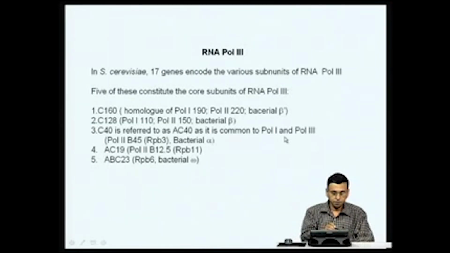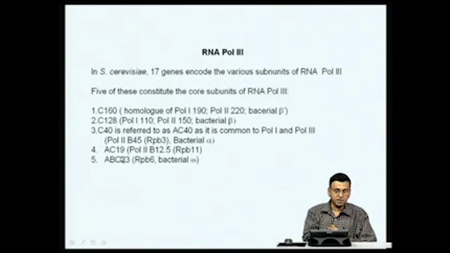coli RNA polymerase. The C40 subunit of Pol III is also referred to as AC40 because the same subunit is shared by both polymerase I, which is referred to as Pol A, and polymerase III, which is often referred to as Pol C. So it is called AC40 because this 40 kDa subunit is common to both Pol I and Pol III. In the case of Pol II, its homolog is B45, also known as RPB3, and the homolog in the case of prokaryotes is E. coli RNA polymerase alpha.